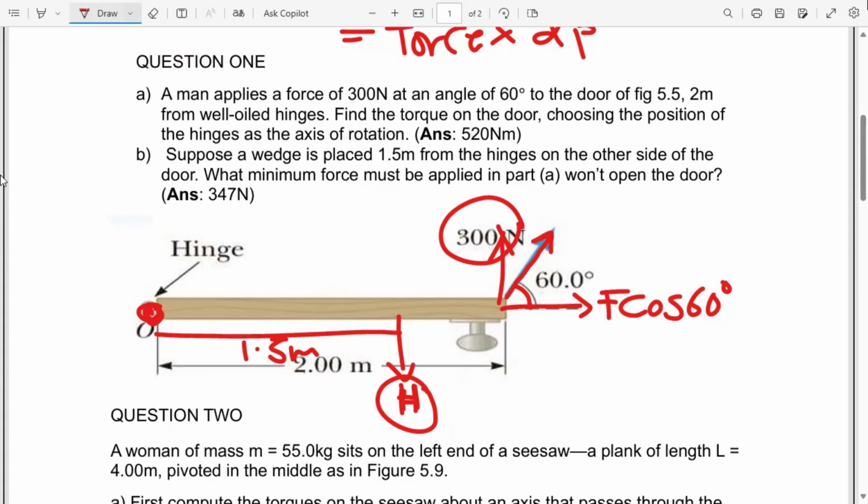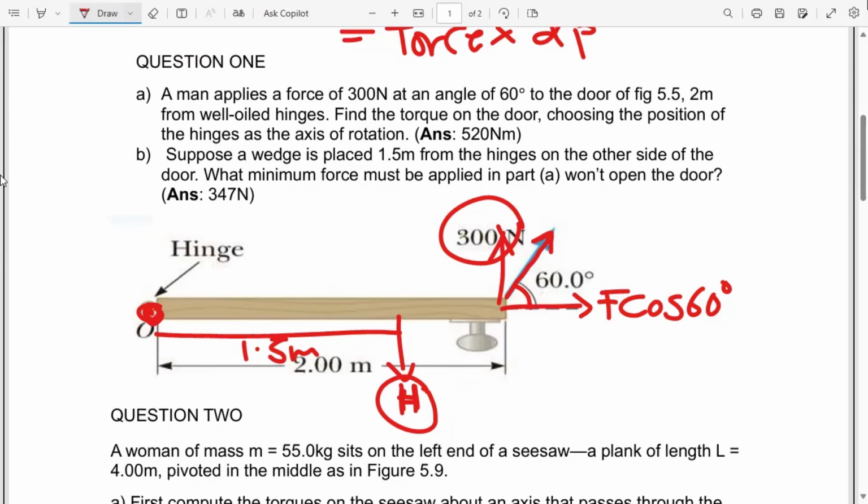We are going to use the fact that this door is going to be at equilibrium. If this door is not opening, that means the forces are going to be at equilibrium. And what are we going to say? We're going to say the sum of the clockwise moments should be equal to the sum of the anti-clockwise moments.